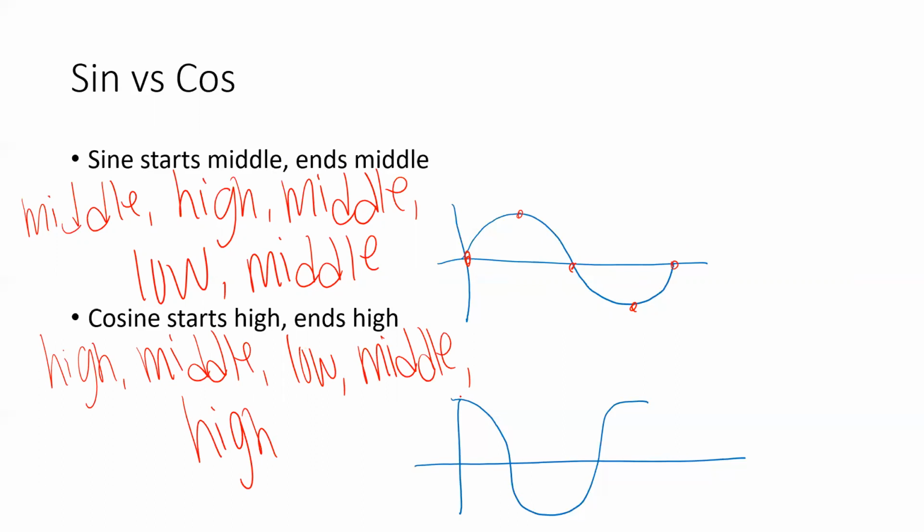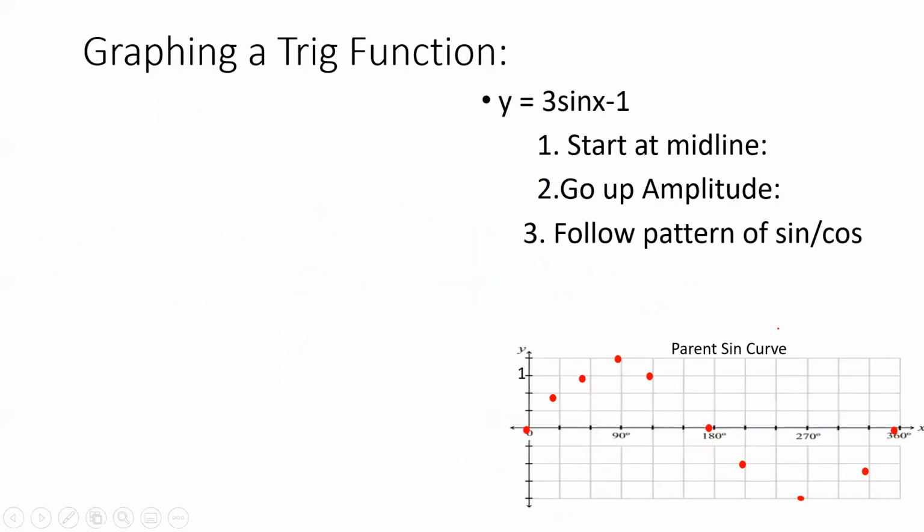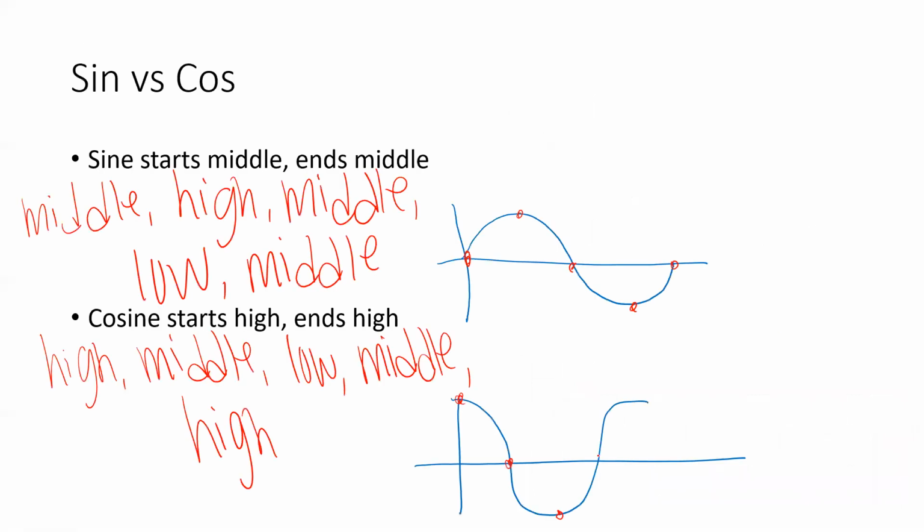So again, your cosine graph starts high, goes to the middle, goes down low, goes back to the middle, and then ends up back at high. So sine starts in the middle and ends in the middle. Cosine starts high and ends high. Those are the differences between sine and cosine, just by looking at them.